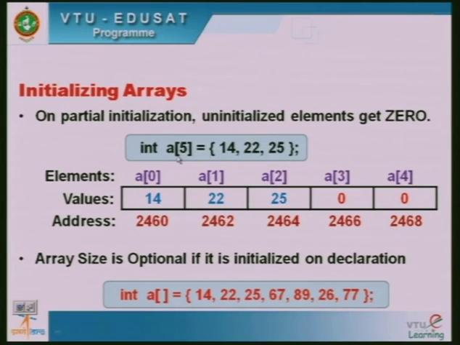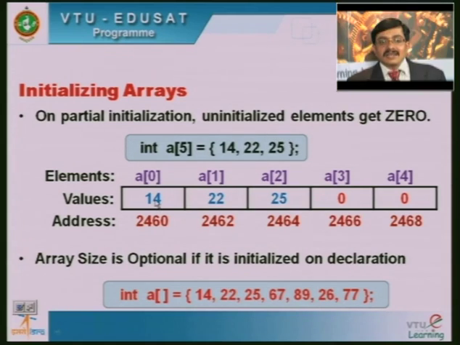So the index will start from 0. So a of 0 will be 14, a of 1 will be 22, a of 2 will be 25. I have not mentioned any value for a of 3 and a of 4. So these uninitialized values by default will get the value 0. So here we can note that a of 0 is 14, a of 1 is 22, a of 2 is 25, a of 3 is 0 and a of 4 is also 0.